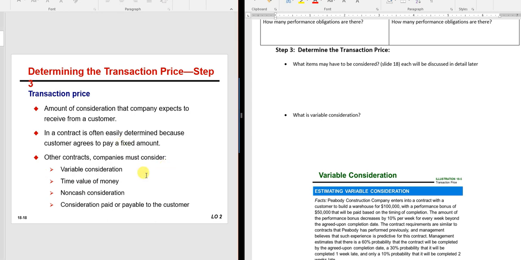So it's the amount of consideration a company expects to receive from a customer. The contract is often easily determined because the customer agrees to pay a fixed amount. So when you go into a store, you buy something for $10, it's stated on there, that's your transaction price. But we also have some other things like variable consideration, time value of money, any non-cash consideration, and consideration paid or payable by the customer.